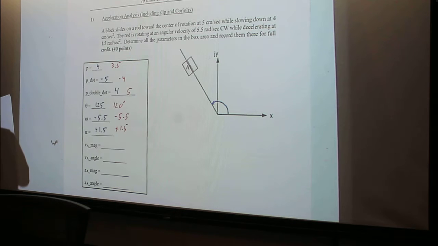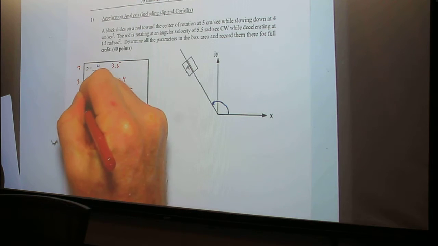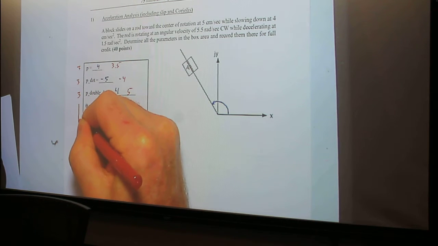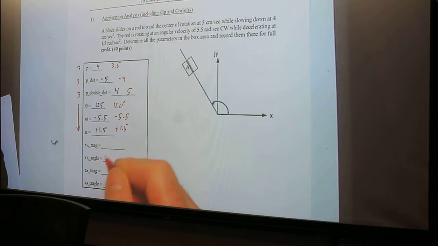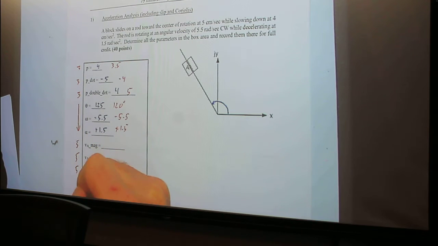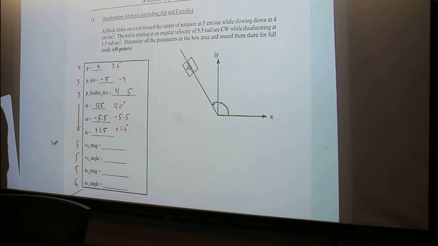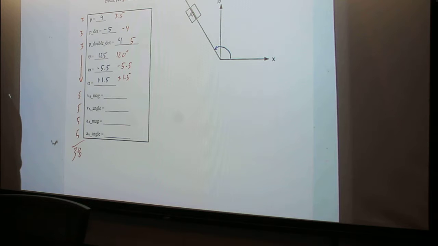And just so that you know how I graded this, all of these were 3 points each, all the way down to right here, and then this is 5, 5, 5, 5. You add it up, it's under 40, but if you attempted the problem, you get 2 points. Questions on number 1? Okay, so let's do number 2.